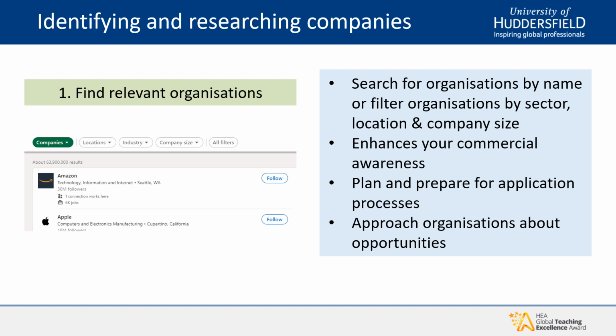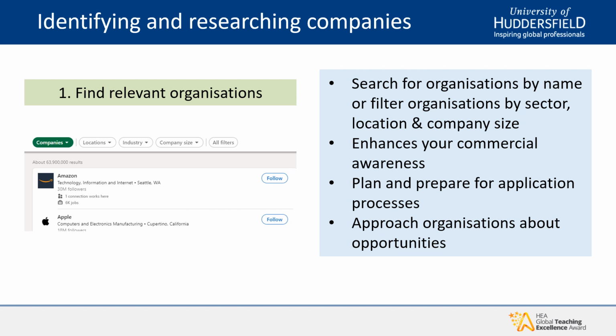You can do this by using the search bar tool within LinkedIn. So you can use a search bar to search exclusively for organizations. You can either search by name or you can use various filters to help narrow your search. So you can filter by sector, location, and company size. So if you wanted to know what marketing firms operated within the Leeds area, you can use the filters to narrow that down for you.